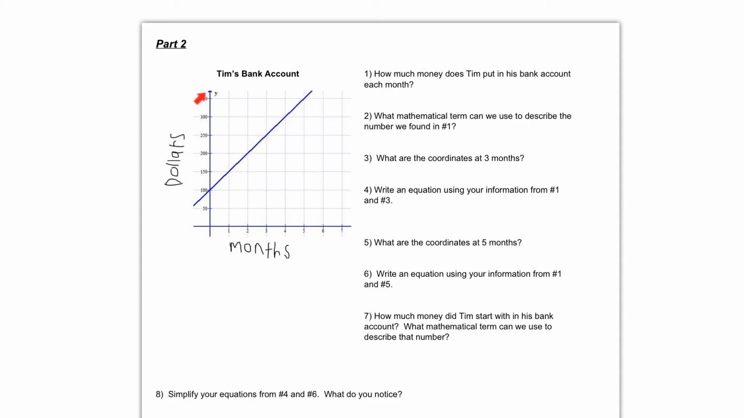In part 2, we are looking at Tim's bank account. We are comparing the amount of dollars he has versus the number of months. Number 1 says how much money does Tim put in his bank account each month.